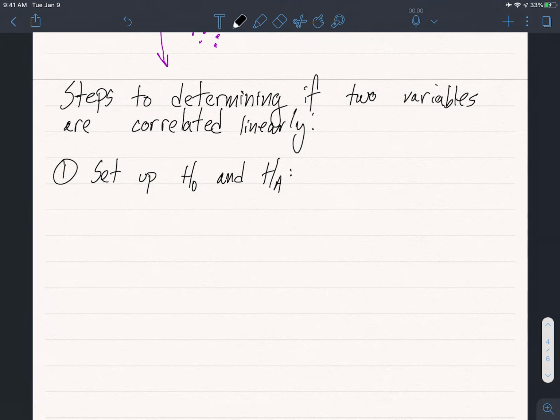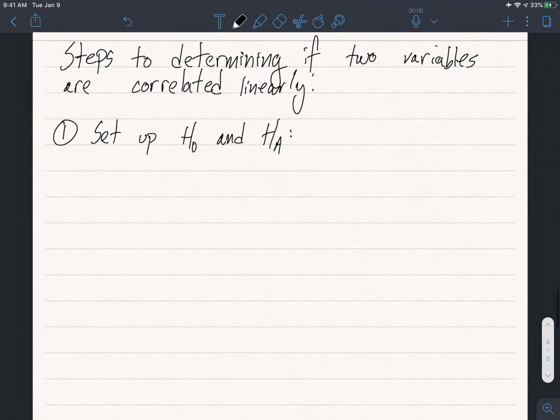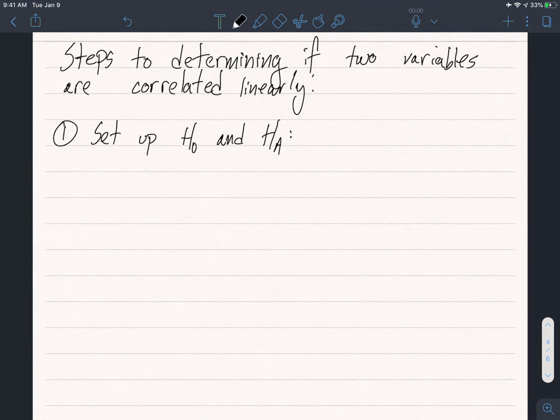Why are we invoking hypothesis testing now? Like, that section was awful. No one really liked it. Why do we have to set up H0 and HA? It's because we are running a hypothesis test. The good news is H0 and HA will always be the same for this hypothesis test. So always these. H0 is that rho equals 0, and HA is rho not equals 0.